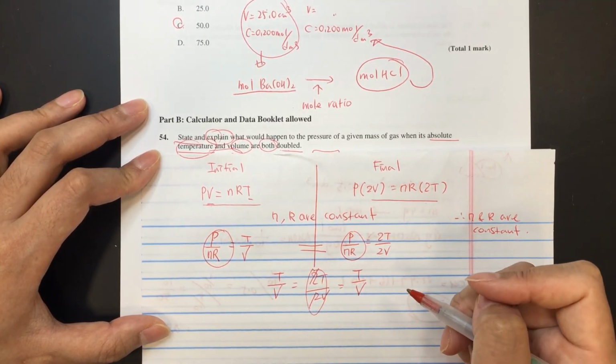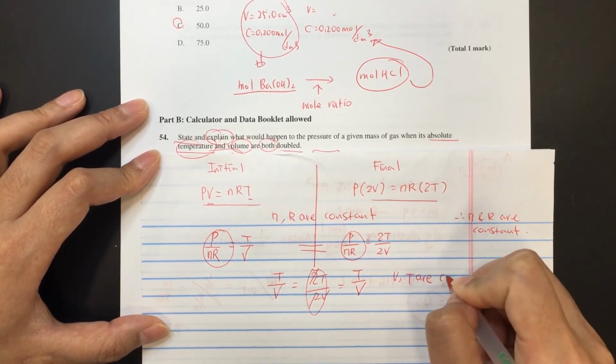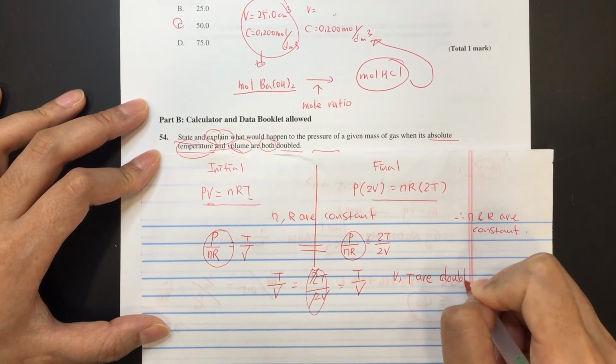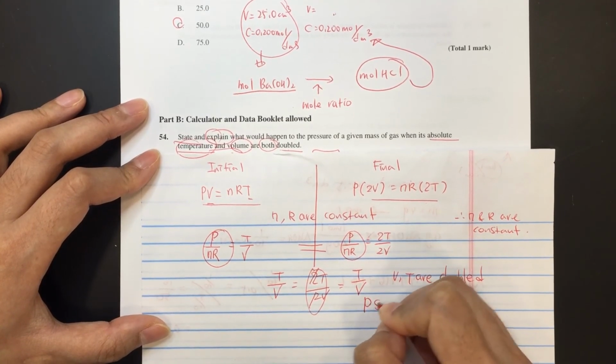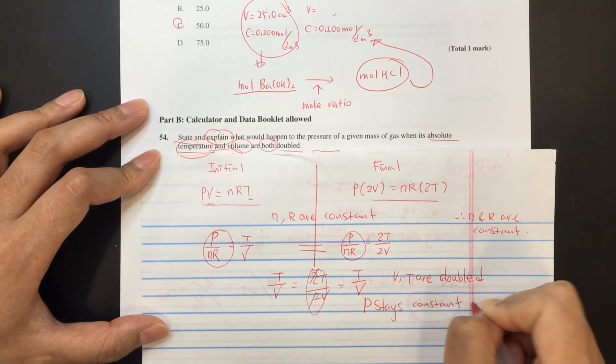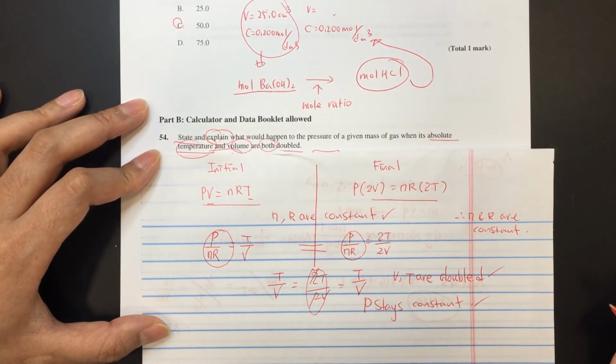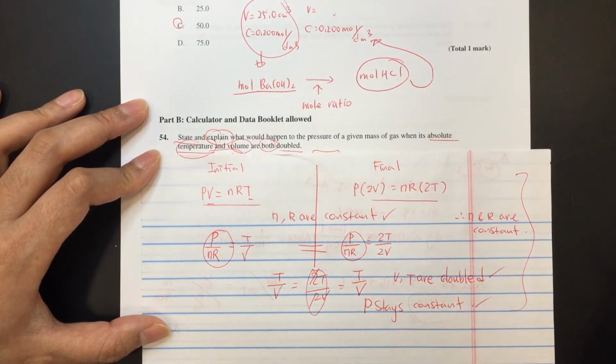So we say that even though V and T are doubled, the P stays constant. Okay, so this is 1 mark, 2 marks, 3 marks. So for this question, the total is 3 points, and you need to include all of this to get the marks.